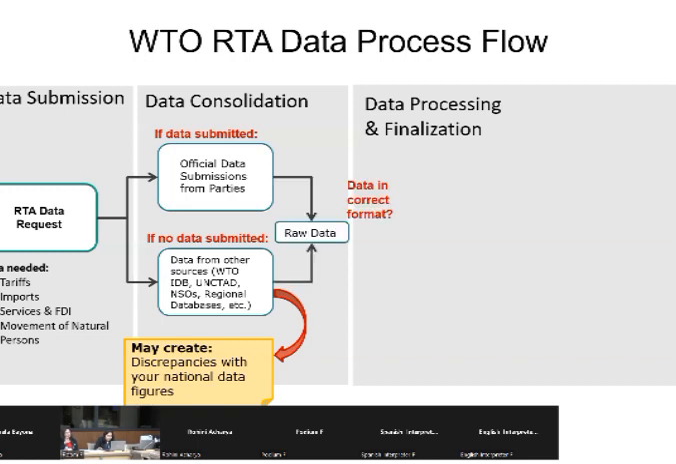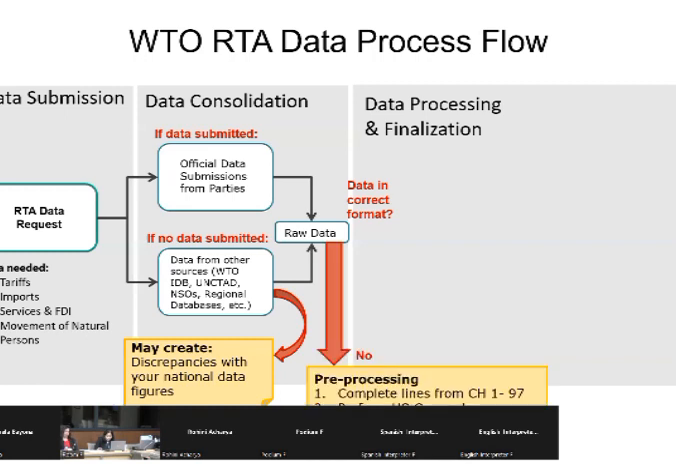So when the data is then consolidated, the Secretariat checks if it is in the correct format to be able to be processed for the factual presentation. And if it's not, then we do pre-processing, such as ensuring that all of the lines from all of the HS chapters from 1 to 97 are completely included, and ensuring that the HS codes are all in the same HS nomenclature, to be able to bring the data to a standardized form.